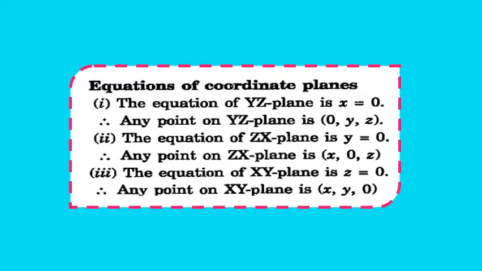Now we have planes, equations. We have three planes, so they have particular equations. If we are taking the yz plane, then the equation of the yz plane is x equals to 0, and any point on the yz plane will be 0, y, z, because on this plane x is equal to 0. Similarly, the equation for the zx plane will be y equals to 0, and any point on the zx plane is x, 0, z, because y coordinate is 0. And the equation of the xy plane is z equals to 0, and the coordinate of any point on this plane will be x, y, 0, because z coordinate on xy plane will be 0. Clear? So pause and note down these points.